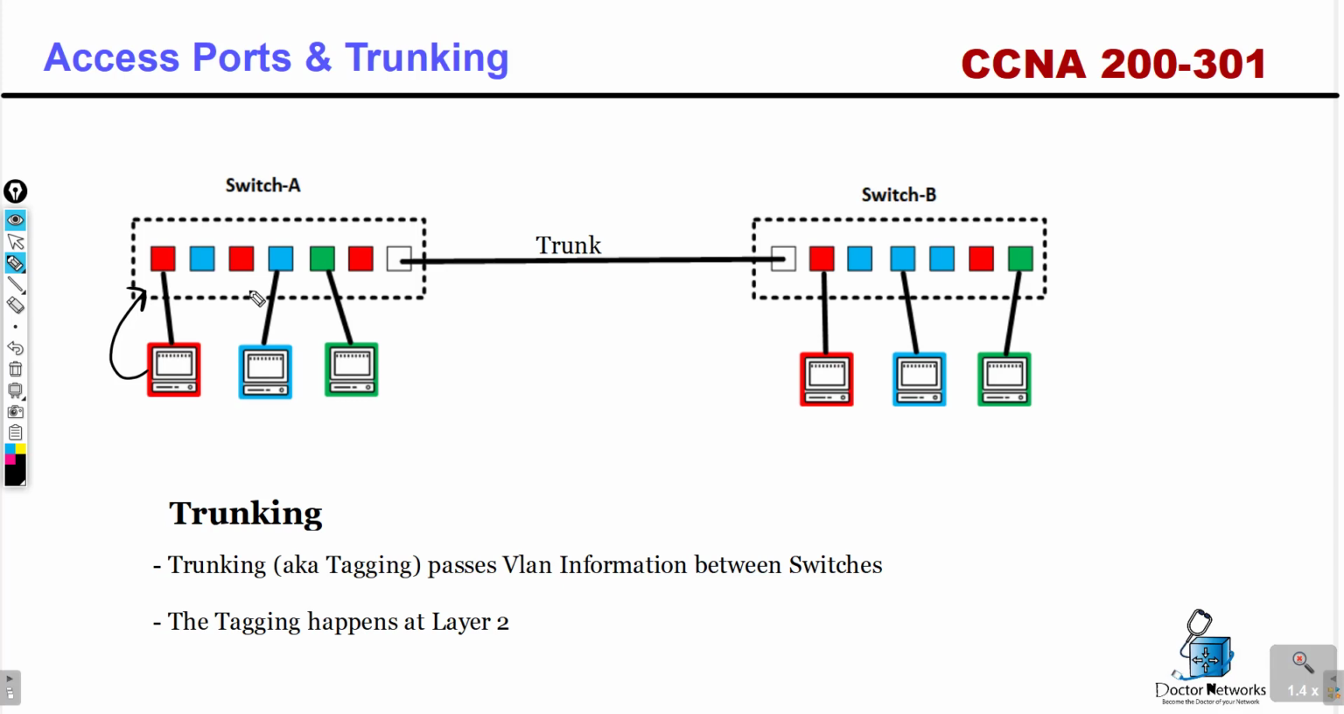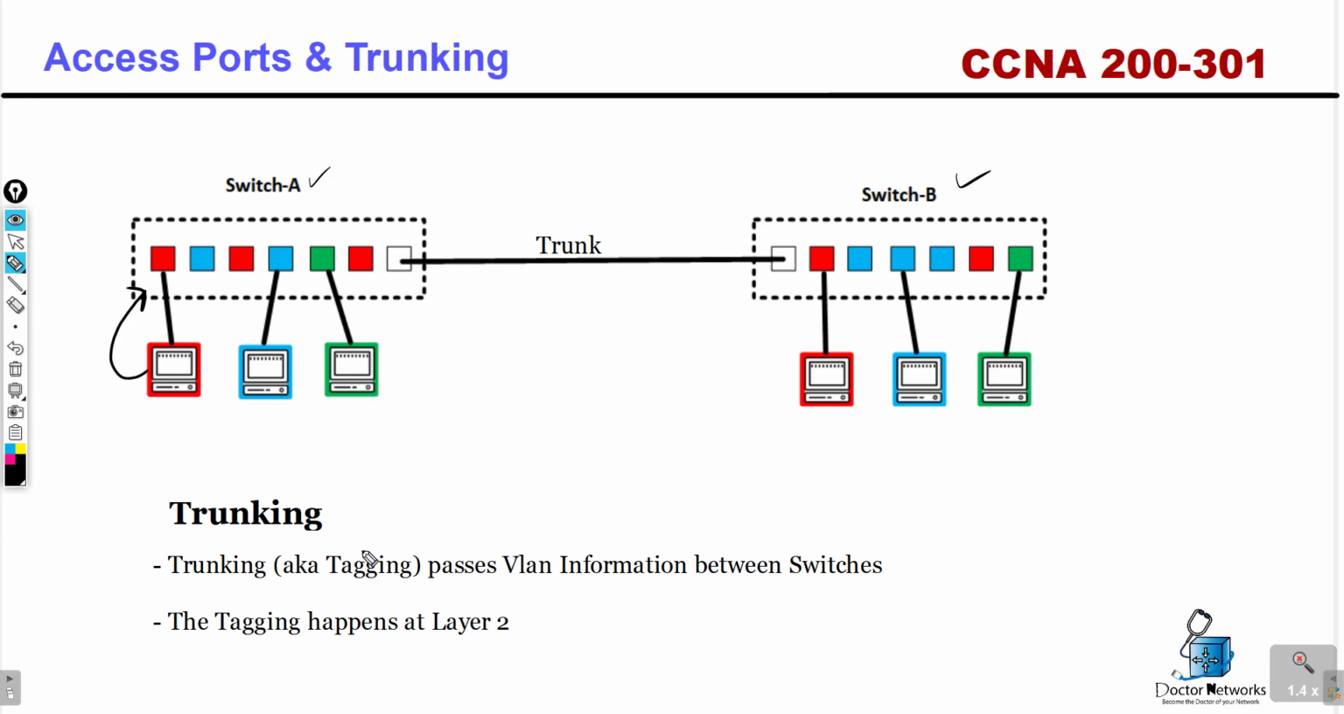Now, what if I ran out of ports on that switch and I needed another switch, and I would have some guys of the blue and the red and the green VLANs residing on that switch, and I want to be able to communicate between switch A and switch B the same way I do on a single switch. So how do I do that? Well, that is where the trunking comes in.